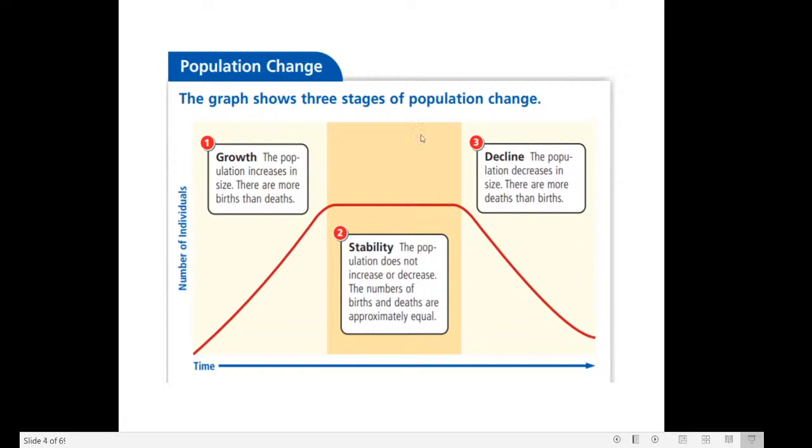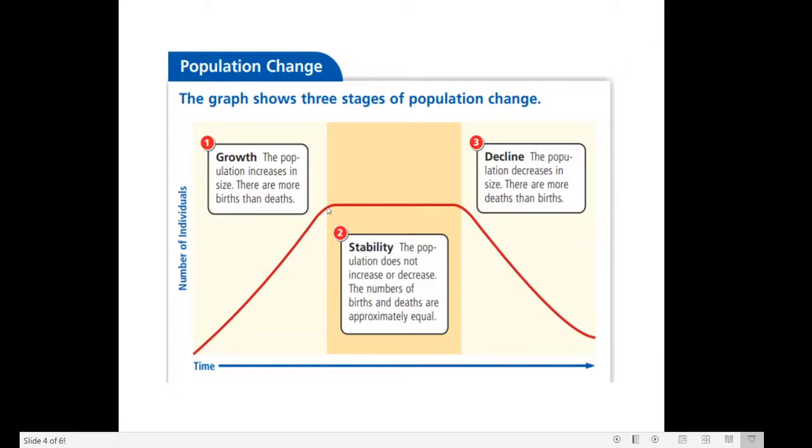Okay, in this population change, we have the graph with three stages. One is the growth phase. In the growth phase, the population increases in size, because that is the developmental phase. The population increases; there are more births than deaths.